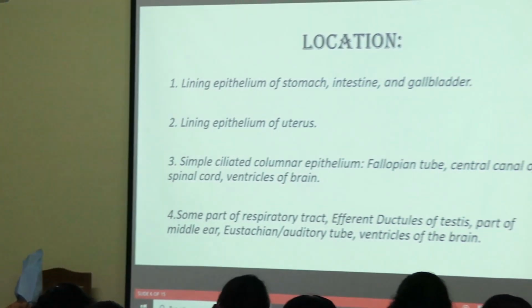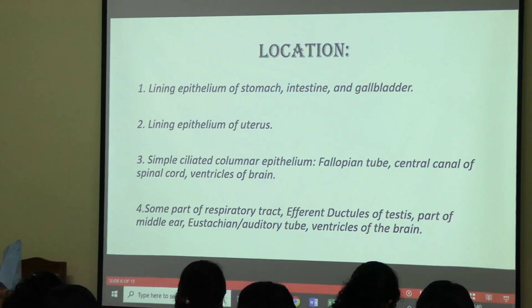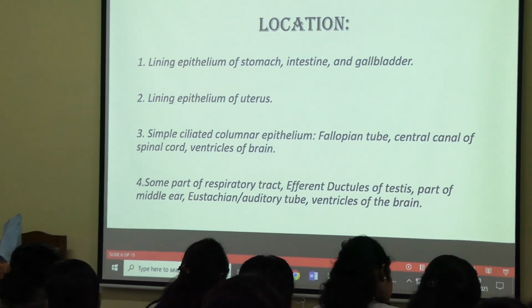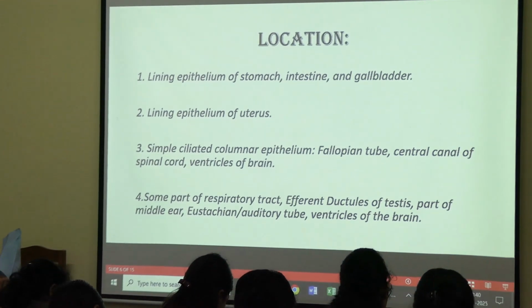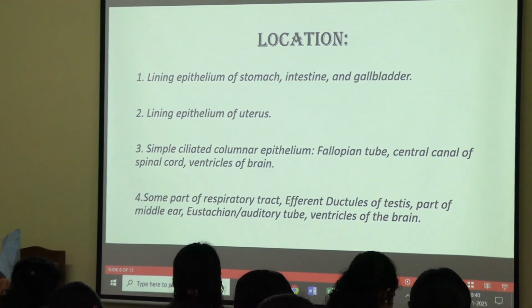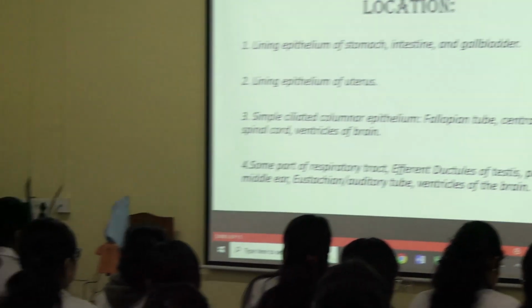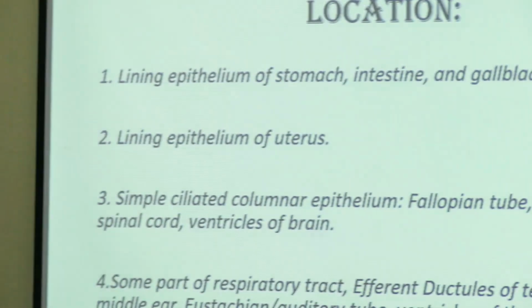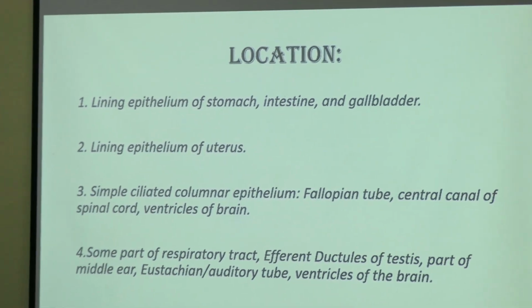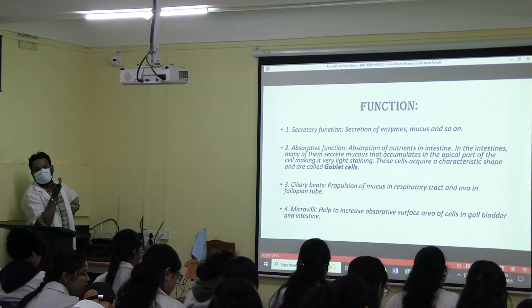And some part of respiratory tract, efferent ductules of testes, part of middle ear, auditory tube and ventricles of the brain. Where is the auditory tube? On the head, on the feet, where? It is near the ear. You should know at least this much. This also comes in the head and neck portion. Some parts of respiratory tract, efferent ductules of testes, part of middle ear, auditory tube and ventricles of the brain.